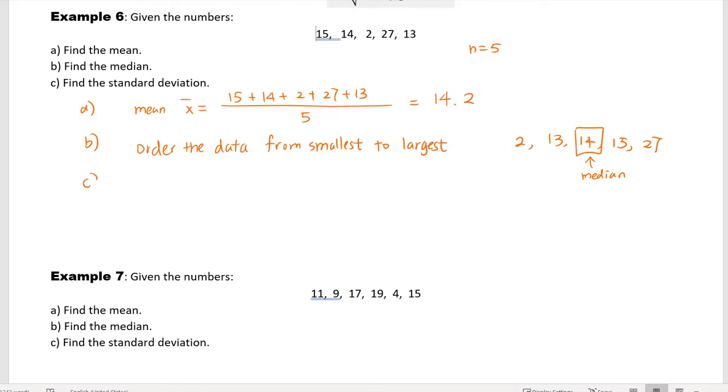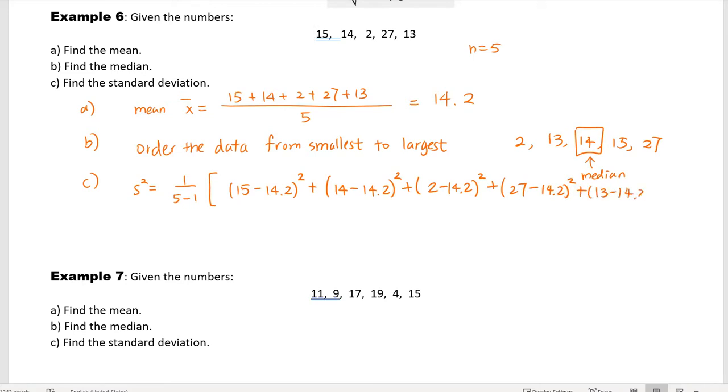Okay, part C, what is the standard deviation? First of all, we need to compute the variance. The variance is 1 over n minus 1, where n is 5, so n minus 1 is 5 minus 1. Then we use the first number minus the mean, squared, plus the second number minus the mean, squared, plus the next number minus the mean, squared, plus 27 minus the mean, squared, plus the last number minus the mean, squared.